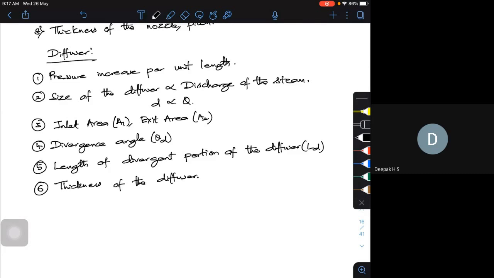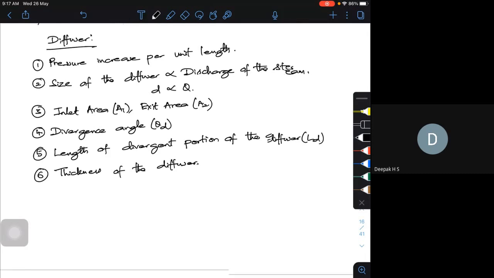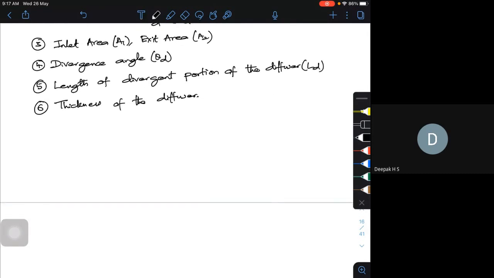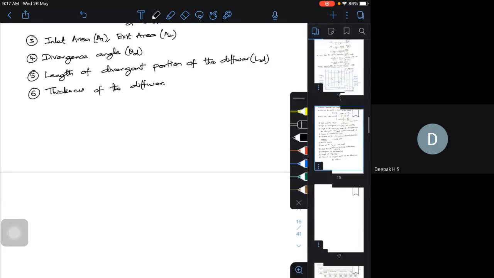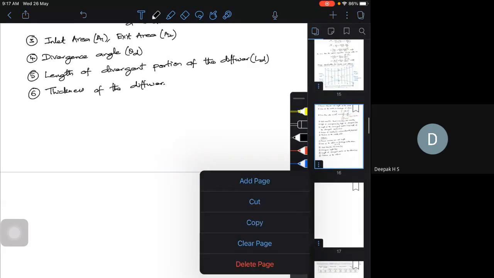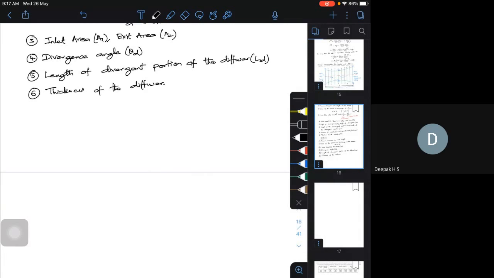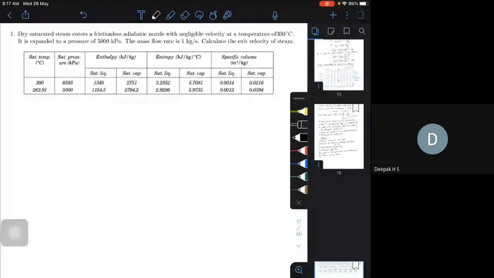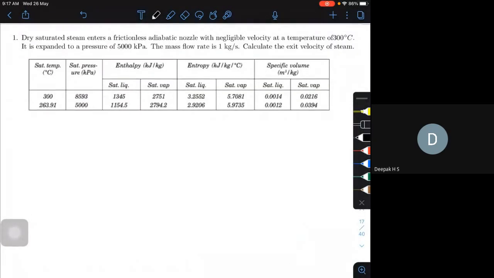Now let us try to solve a few numericals. I was preparing some tutorial sheets, so some tutorial problems are there, and I will try to upload them. Anyway, we'll start with a simple numerical.